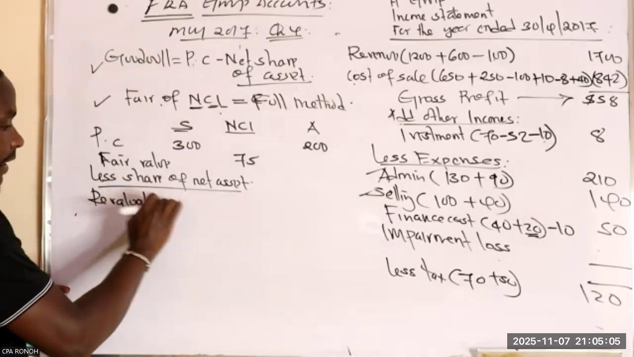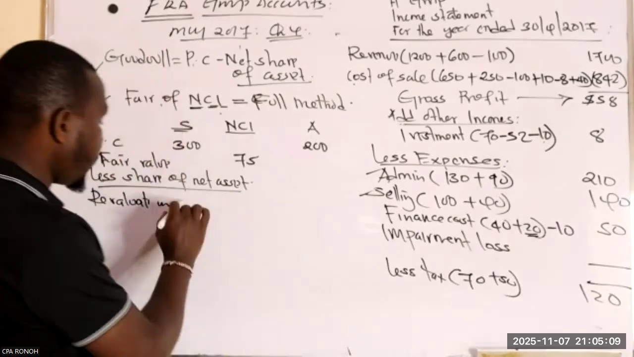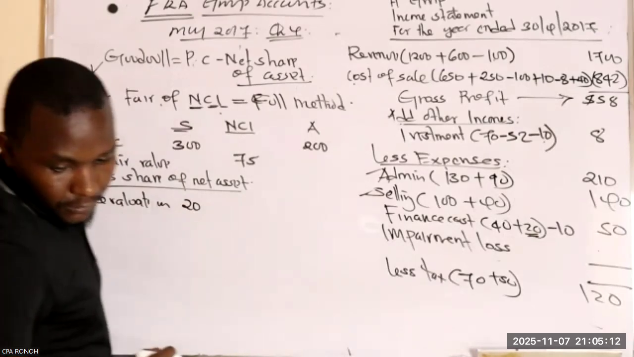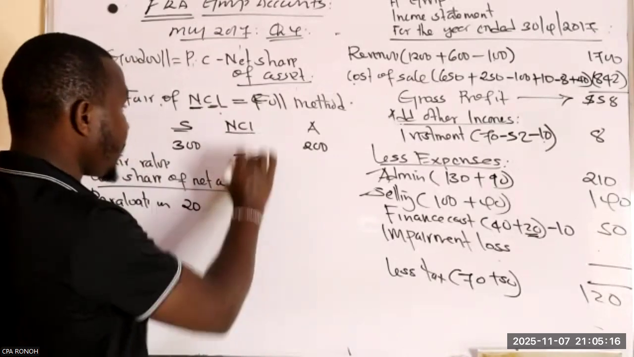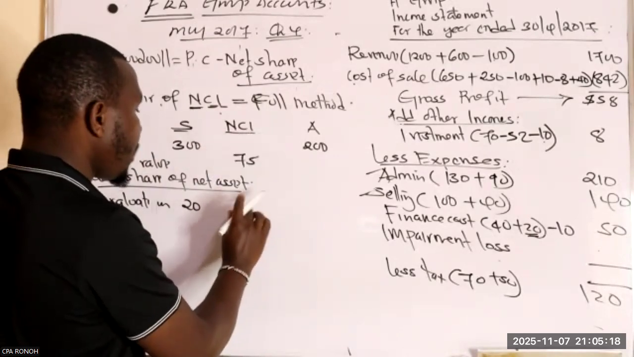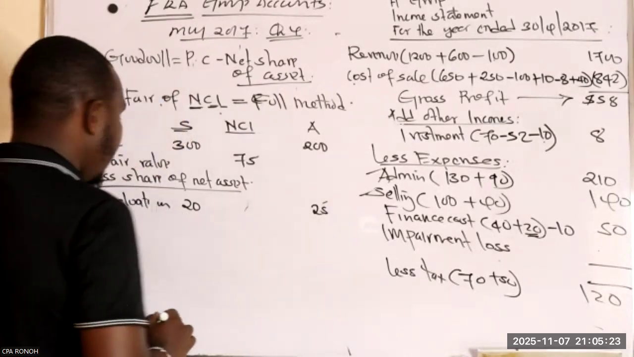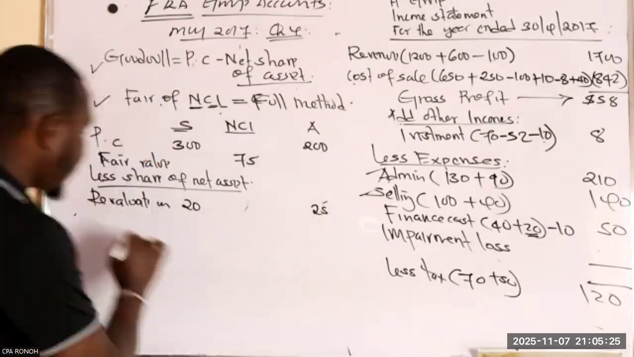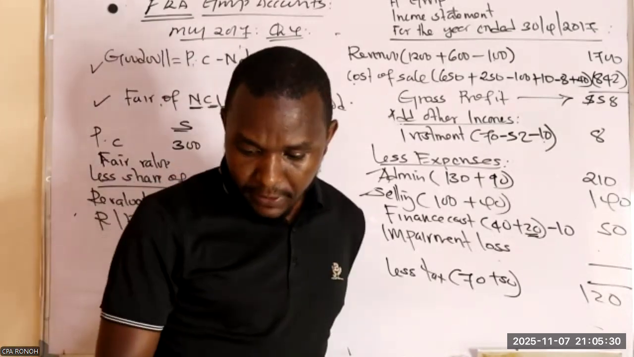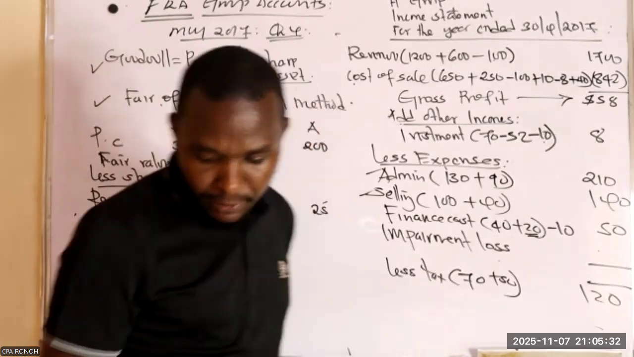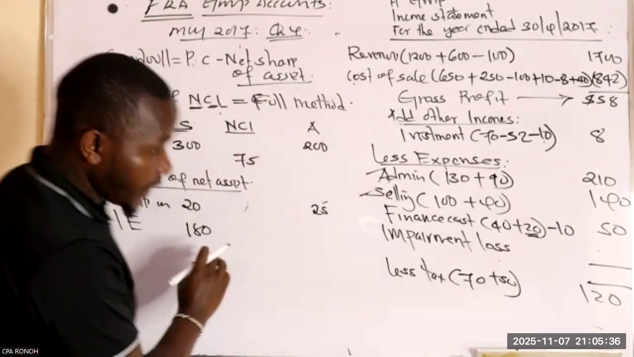They have given us the revaluation. So how much do we have for revaluation? 20 million. And the other one is 25. Now, what else do we need? The retained earnings at the beginning. They have given us that there. We have the retained profit. We have 180, 80 and 150.